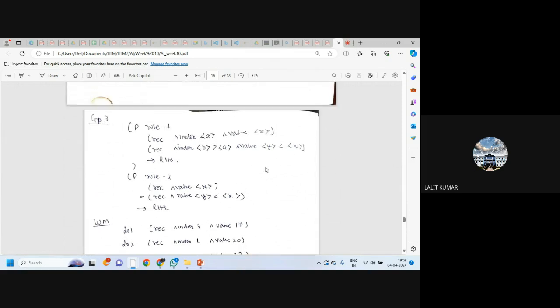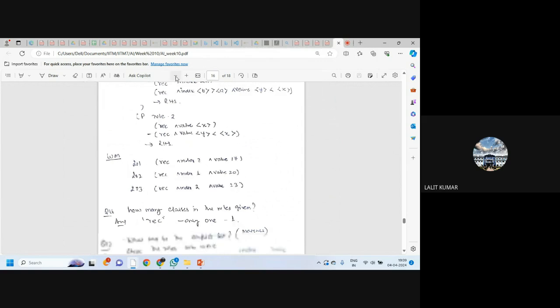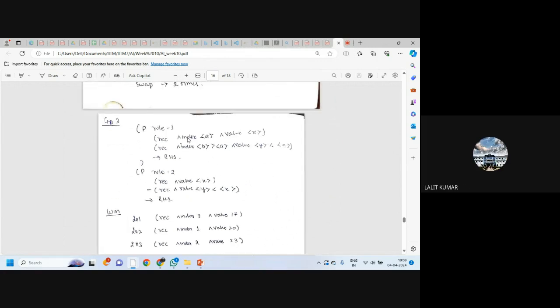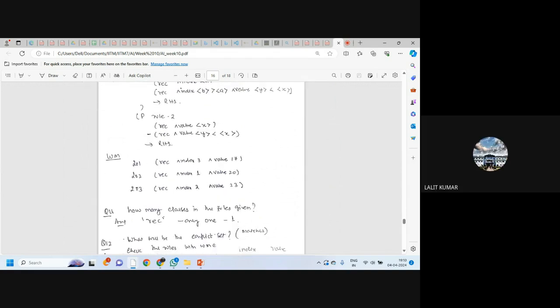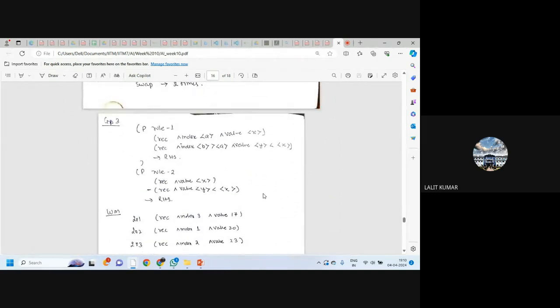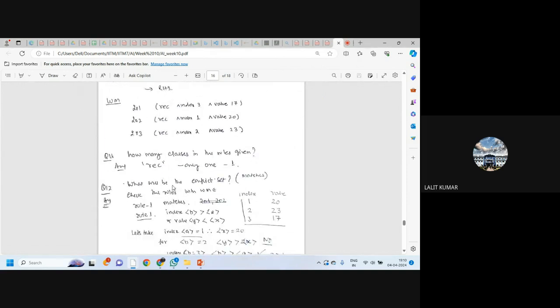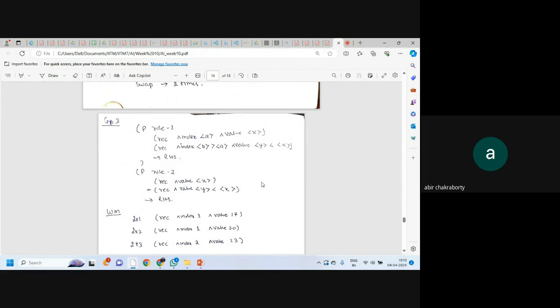this is also a good question for practice on the same concept. These are the two rules which have been given to us, and these are the three WMEs which have been given to us. The first question: how many classes are there in the rules given? One class. And the name of the class? Rec. That is pretty easy. The second question: what will be the conflict set?